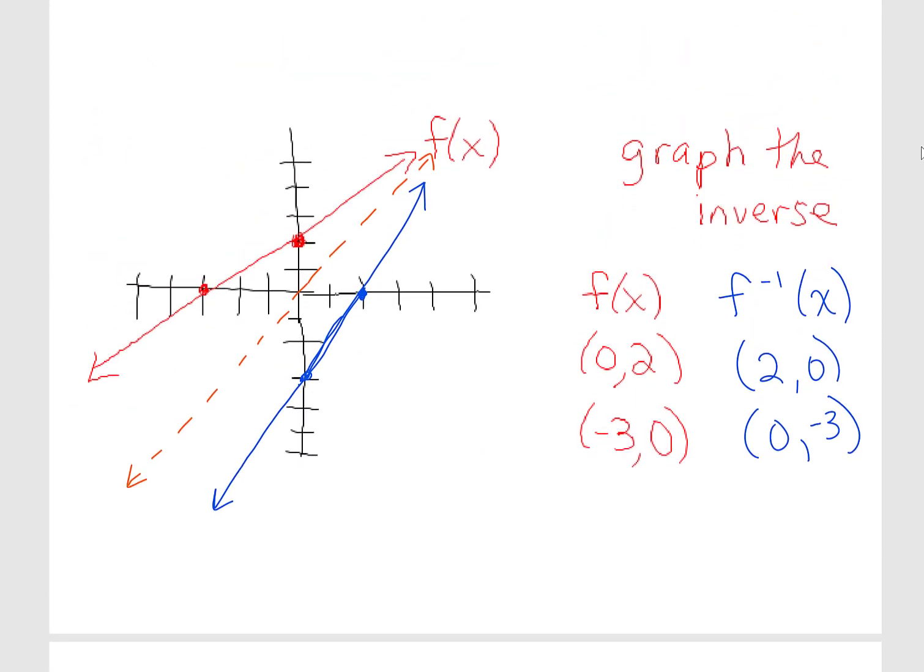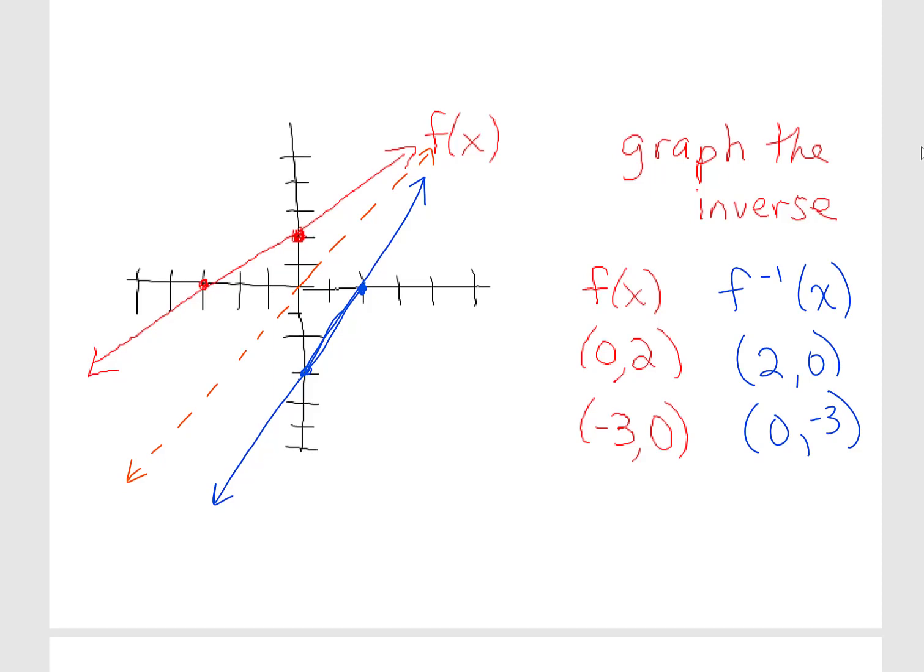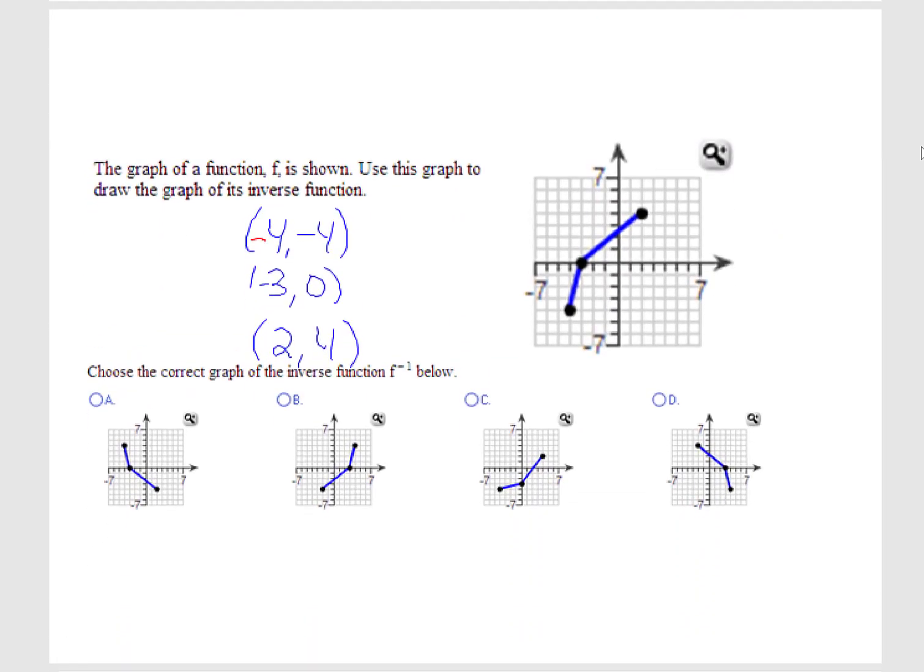So all we do to graph the inverse of a function is take the ordered pairs that are given, or ones that you can easily see on there, and flip the x and the y. Okay, so they say the graph of a function f is shown. Use this graph to draw the graph of its inverse function. Notice that they showed us a picture, but in the original question, they didn't give us the ordered pairs, right? But they're very easily located. So it's -4, -4. That's this one right here. -3, 0, and 2, 4.